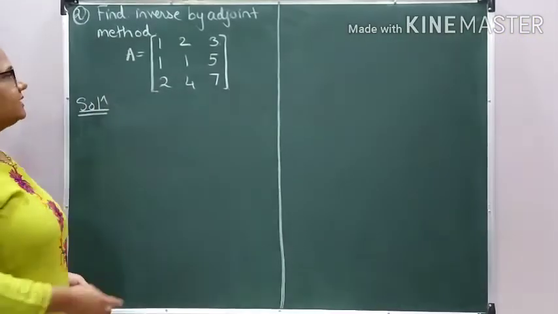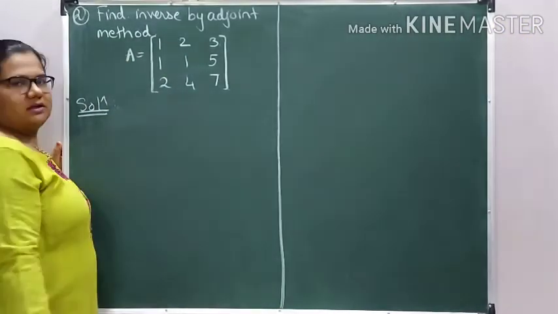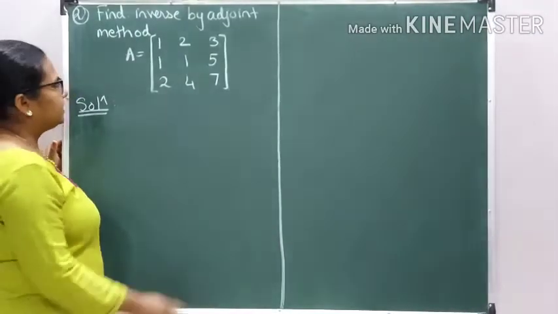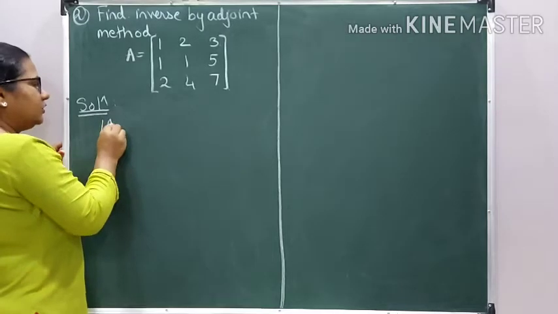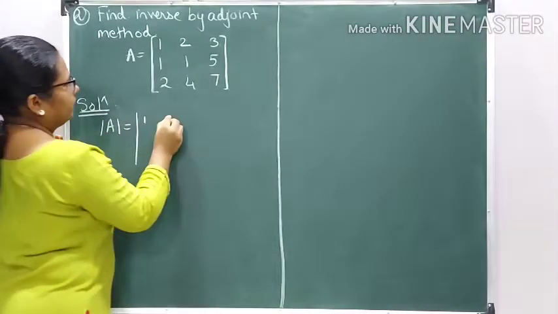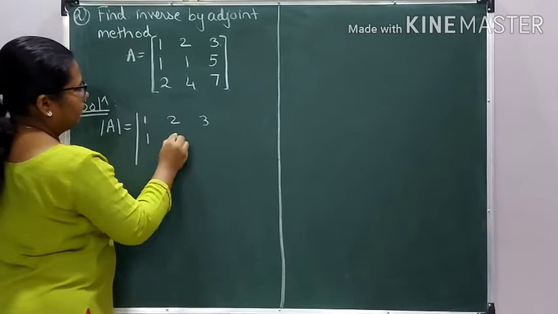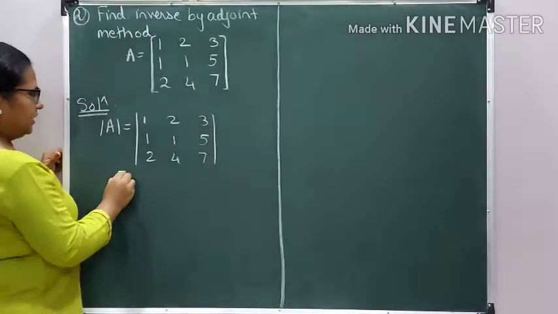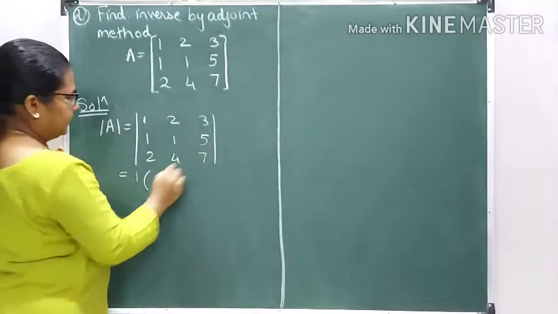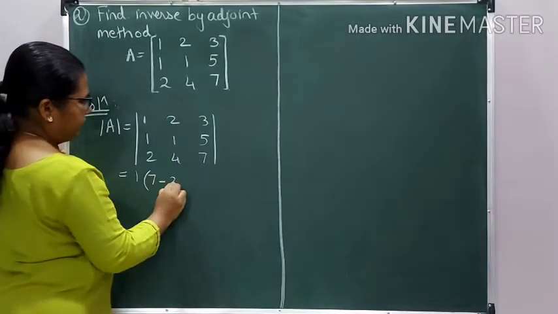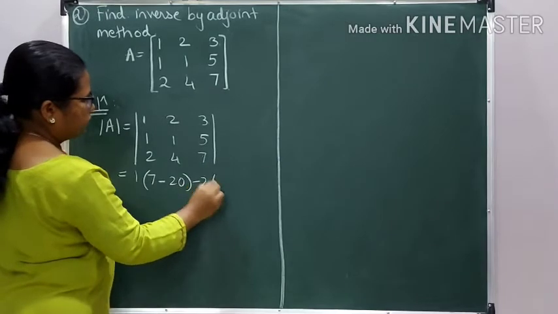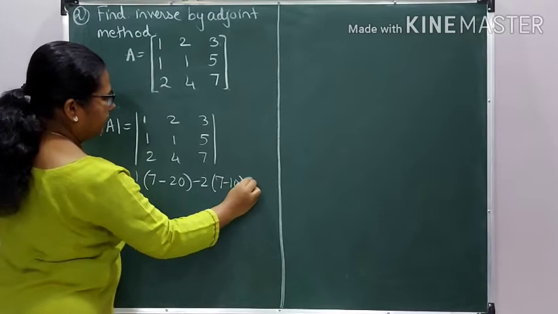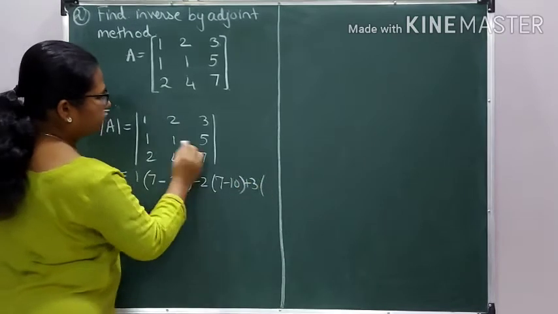Yes, we will see the next example. Here I have taken an order 3 matrix. Same as before, by the adjoint method you have to find the inverse of this matrix. First I will find the determinant of A: 1, 2, 3, 1, 1, 5, 2, 4, 7. So 1 into 7 is 7, 5 4s are 20, minus 2 into 7 minus 10, and plus 3 into 4 minus 2.